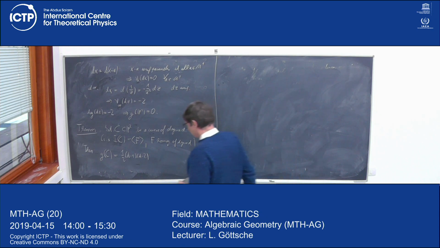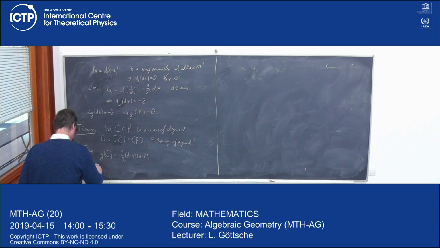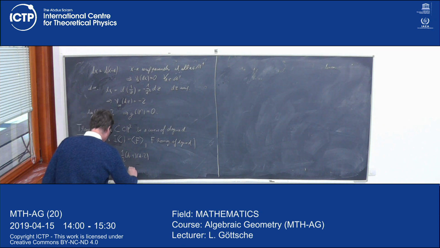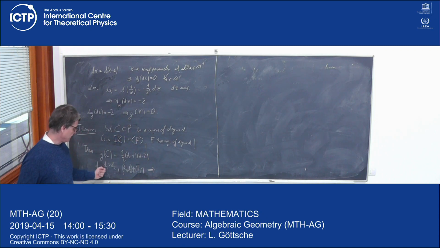Okay, so let's try. Note this shows that if, say, d1 is bigger than d2 and (d1, d2) is not equal to (2, 1), then a curve of degree d1 is never isomorphic to a curve of degree d2.